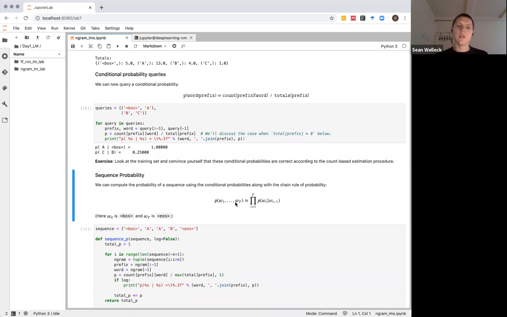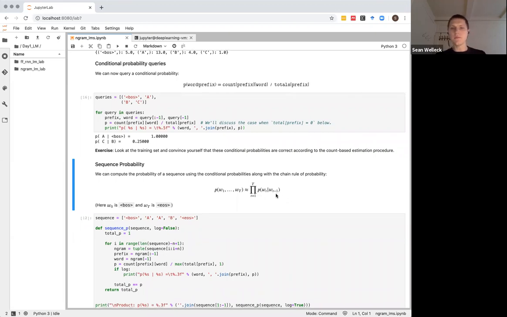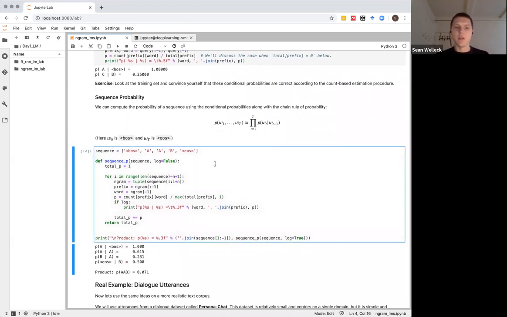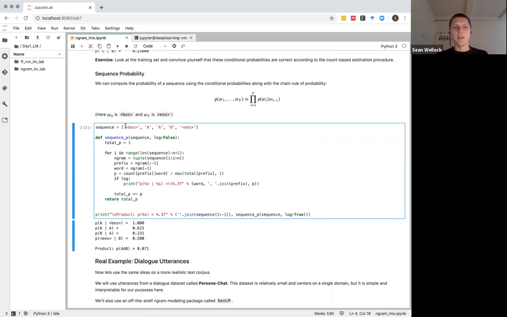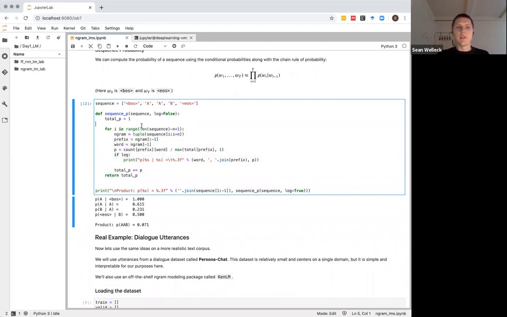And how do you do that? Our model is making this assumption that the probability of the entire sentence is the product of these different conditional distributions, right? So in order to compute the probability for the entire sequence, we're just going to multiply these different conditional distributions. Okay? So here we're going to look at an example. Here we have this sequence that looks like this: beginning of sentence, A, B, then end of sentence. Okay? And so now what this code here is going to do is it's going to loop through the sequence and look at each n-gram.